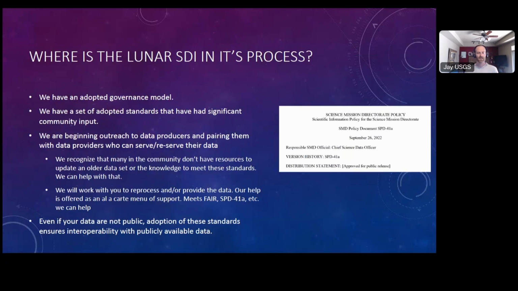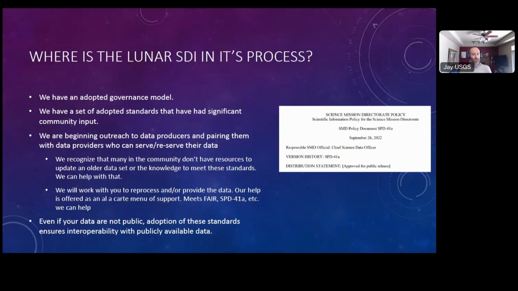And so we understand that many in the community don't have resources to update older data sets or the knowledge to meet the standards. We exist because we want to help with that. We can help you reprocess. We can help you provide or share your data. And our help is offered as a broad a la carte menu. So what does that mean? That means we could help you by consulting. We could help you by collaborating on a data release proposal. We can help you to coordinate with the USGS so that the USGS can release data, et cetera.